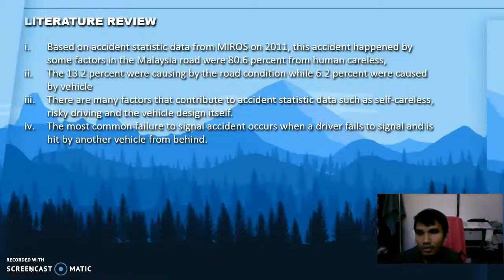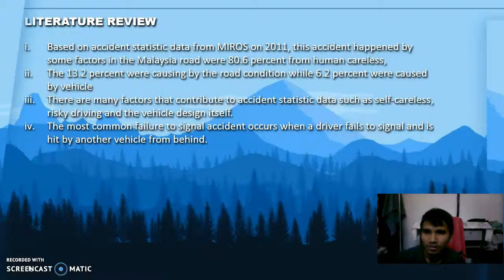Second, 30.2% were caused by the road condition, while 6.2% were caused by the vehicle. Vehicle factors relate to the design of the vehicle or a vehicle design that is not ergonomic. The third is that there are many factors that contribute to accident statistic data, such as careless driving, risky driving and the vehicle design itself. First is the essential point for this project.